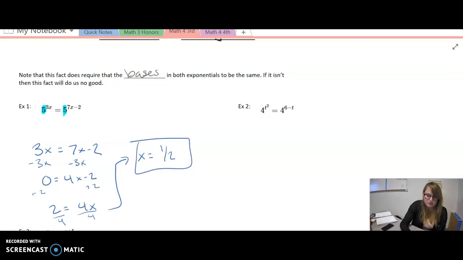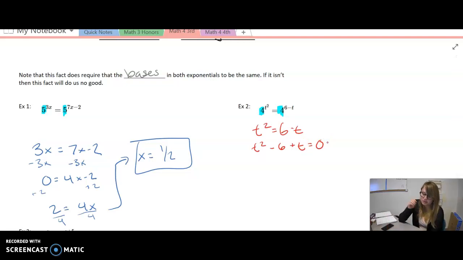Alright. So now let's look at our second one. We have 4 to the t squared equals 4 to the 6 minus t. So the bases, we have 4 and 4. They are the same, so we can set our exponents equal to each other. So we have t squared equals 6 minus t. And now I'm going to put them all on one side. So we have t squared minus 6 plus t equals 0. So I subtracted 6 and added t to both sides.